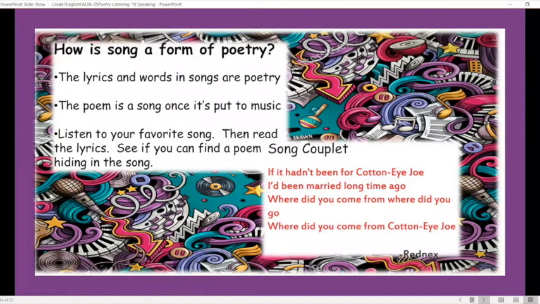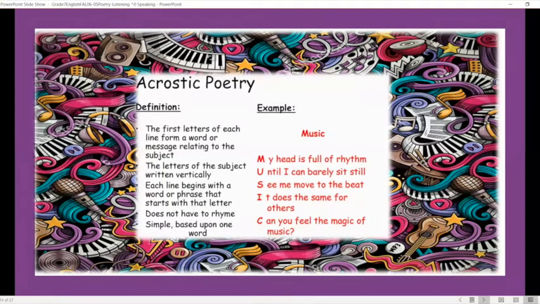So it's a song that rhymes as well, and it's got couplets. So it's very nice. This is one that's going to be so much fun that we're going to do today. Acrostic poetry. I know that it is not a word that is easy to remember, acrostic poetry, but it means that the first letters of each line of your poem create a word.